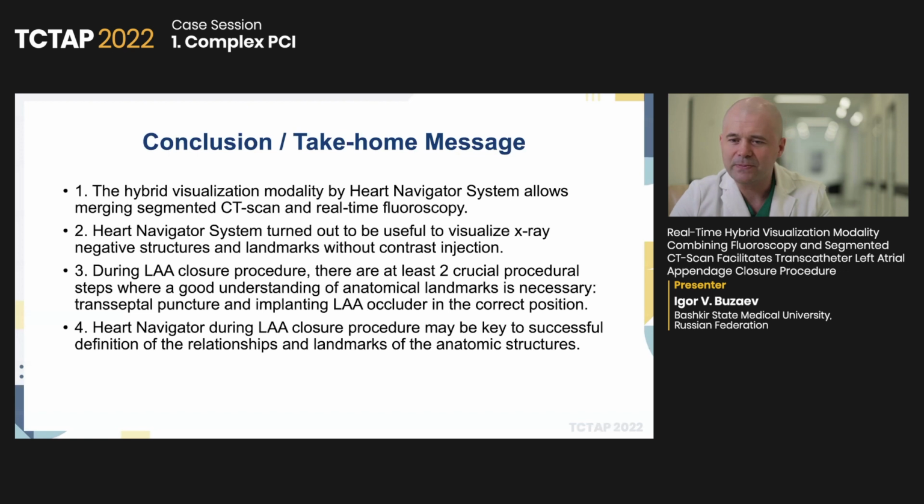Thank you very much. Very nice presentation. Very new hybrid technology. Very interesting. Please discuss. Please give me a comment from the panelists.